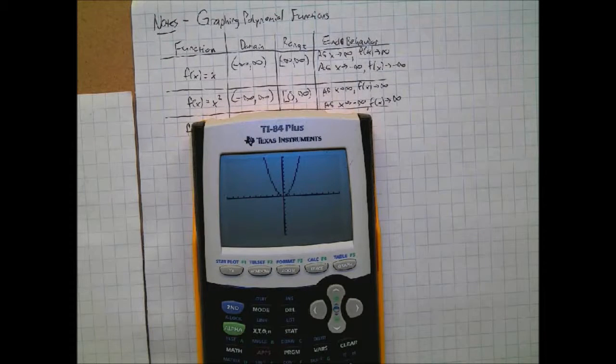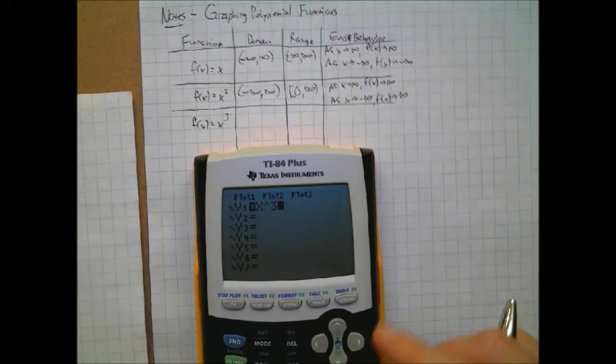Okay. So for x, our end behavior looked like this, right? As you went far to the left, you were going down to negative infinity. As you went far to the right, you were going up to positive infinity. For the quadratic, our end behavior looks like this, right? As you go farther to the left, up to positive infinity. As you go to the right, up to positive infinity. All right. Let's look at cubic then.